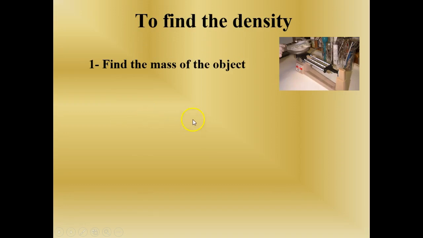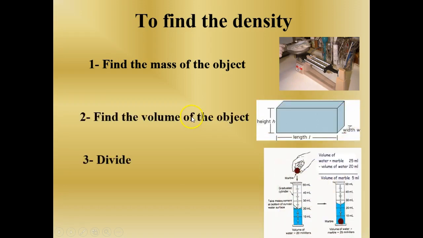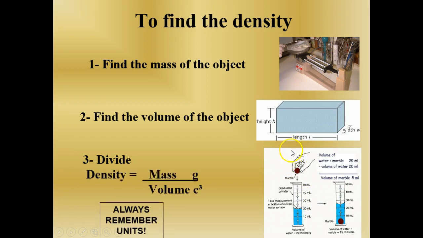To find the density, you find the mass of the object with a balance. You find the volume of the object either by measuring it or water displacement, like what we talked about, and then you divide them. So density equals mass divided by volume.